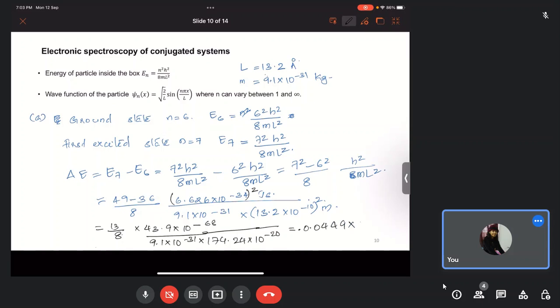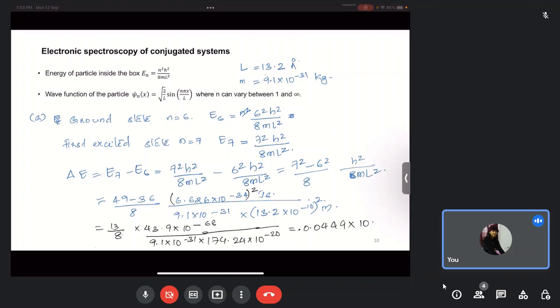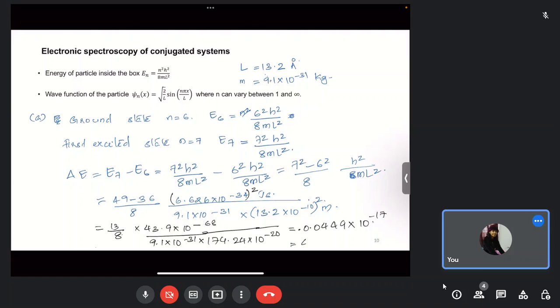0.0449 into 10 to the power 20 minus 68 plus 31, so 10 to the power minus 17, and this will come to 44.9 into 10 to the power minus 40, and this should be in joules, right?